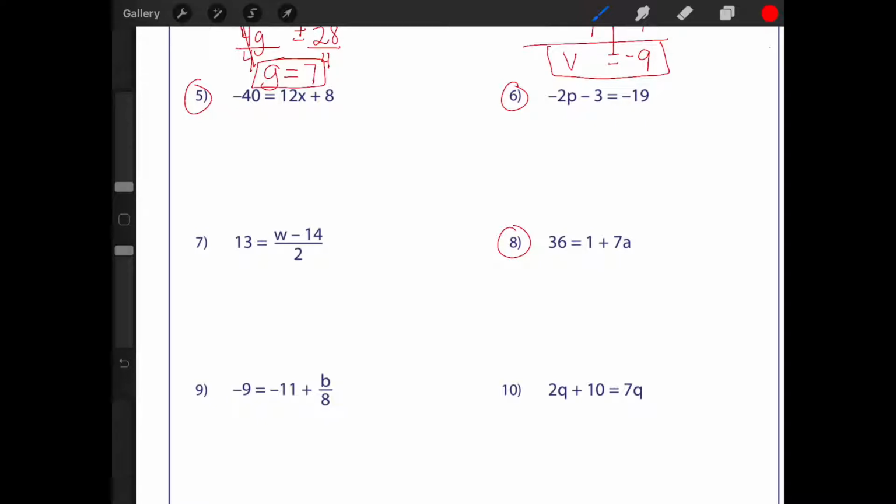So again, this problem, because we've got the variable wrapped up in that fraction, I'm going to create a proportion and do cross products with it. So 1 times w minus 14, 1 times all of this is still just w minus 14 equals 13 times 2 is 26. Now I can start solving it. So if it's minus 14 attached to the variable, I'm going to add 14 to both sides. That simplifies to 0, and I'm left with w equals 40.